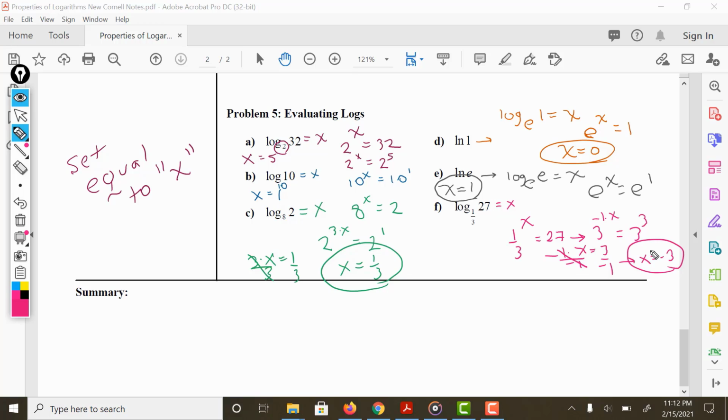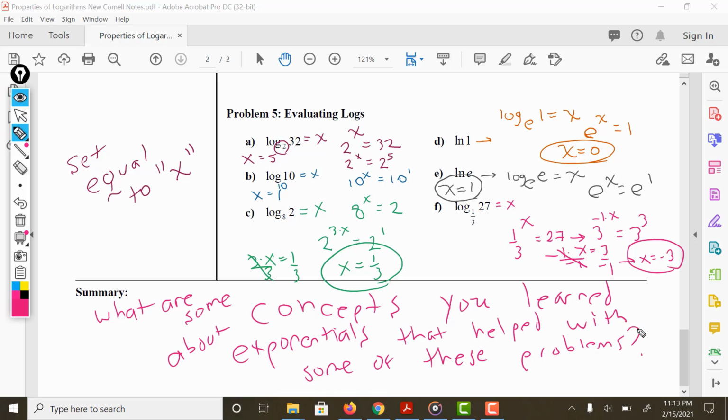We have evaluated these 6 examples for you. For your summary, what are some concepts you learned about exponentials that served you in this lecture video? Take some time to reflect on that.